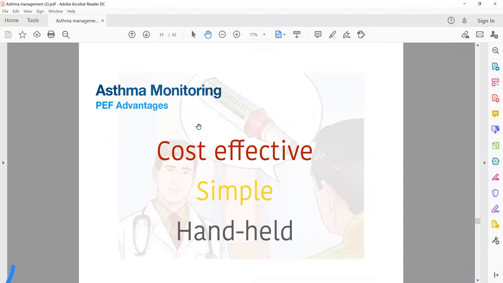But as we said, in the medical industry in general, cost is very important and prediction also is very important. So the peak expiratory flow advantages: it's cost effective, simple and handheld, and it provides a prediction. And this is very important in asthma patients other than the symptoms, because it can be recognized easily.